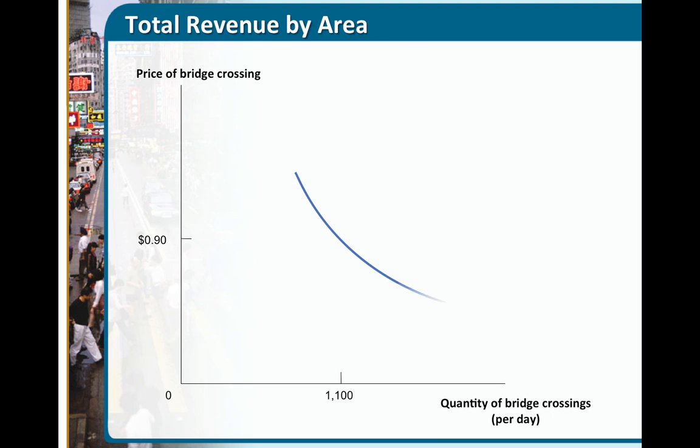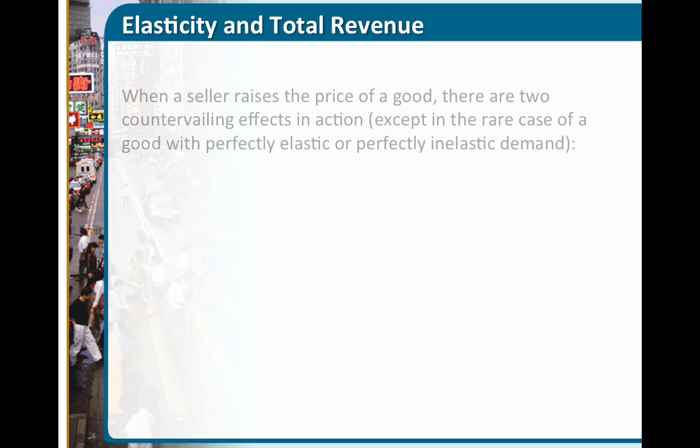So let's look at the bridge crossing again. Your total revenue is price times quantity. So at 90 cents per bridge crossing, there will be 1,100 people per day crossing that bridge. So you will get a total revenue of $990.